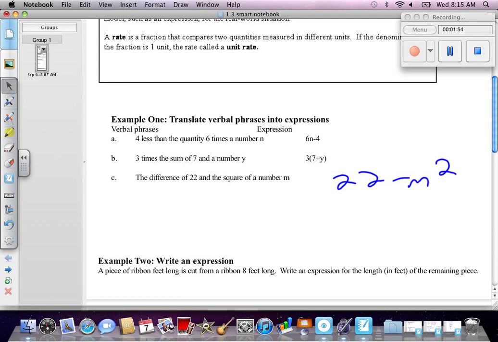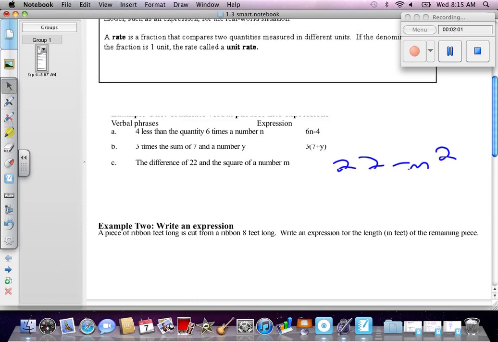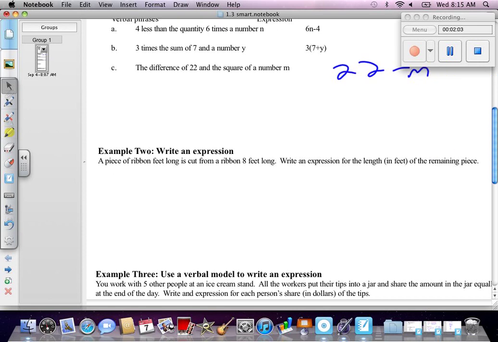We're taking these number sentences and translating them into math expressions. Who knows what the difference between an expression and an equation is? What does an equation have? An equation has an equal sign. An expression does not.